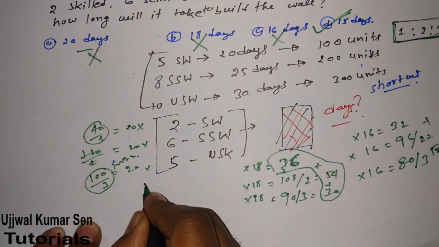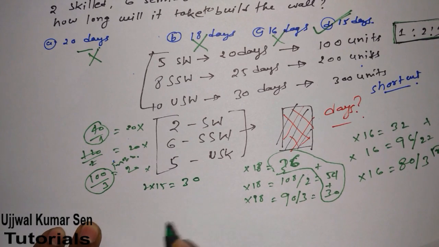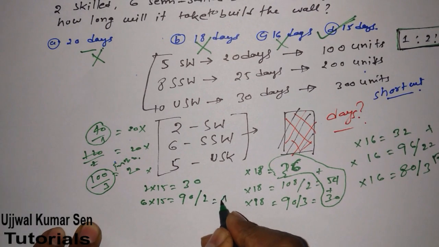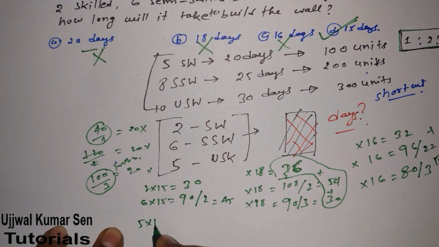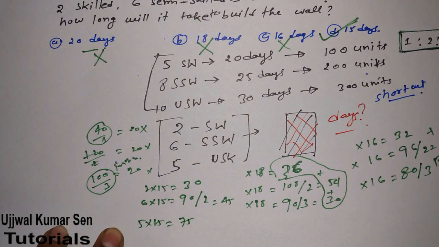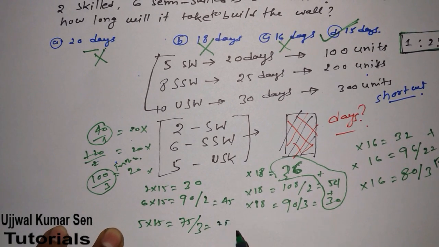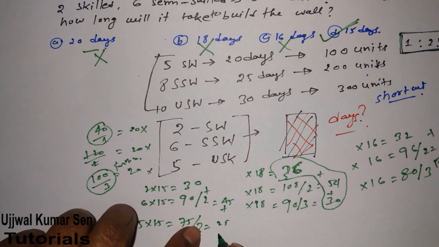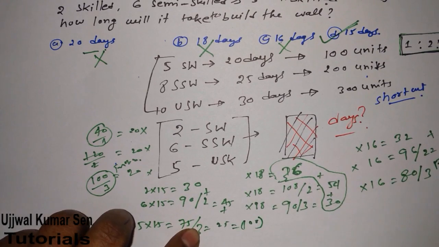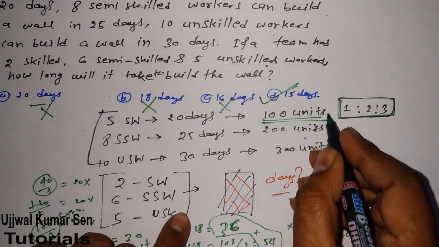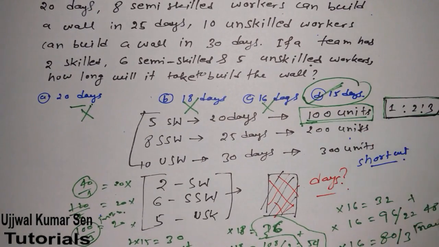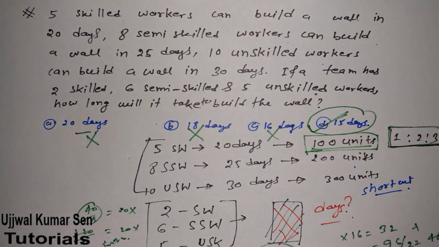So 15, 2 multiply 15, 30. 6 multiply 15, 90. So it's 45. Now 5 multiply 15, 75. So now 3, 25. So after adding this, you can say 30, 45, 25, 100. So how many units were there? 100 units were there. So the right option is what? D, that is 15 days.